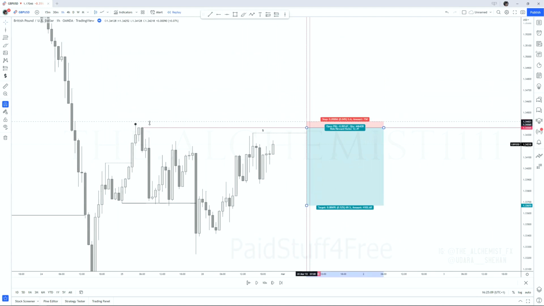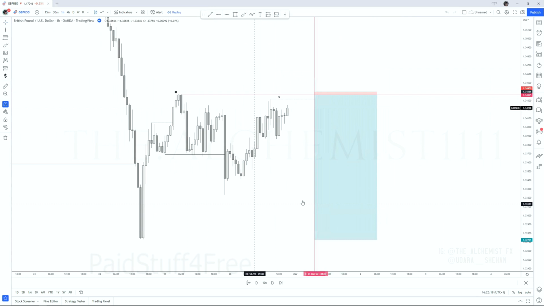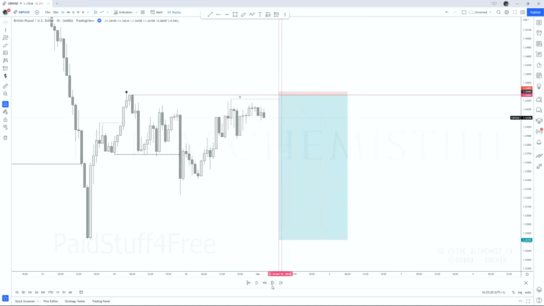Stop loss above the strong high. See that, 3.7 pips. And then we will be targeting external range liquidity. Okay, external range liquidity. I'll show you about this. So what happens? Not yet, not yet.